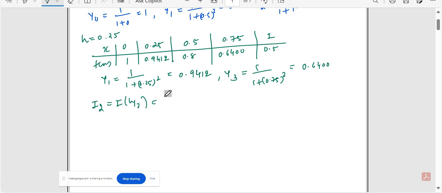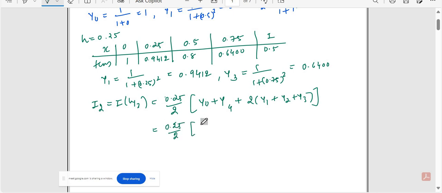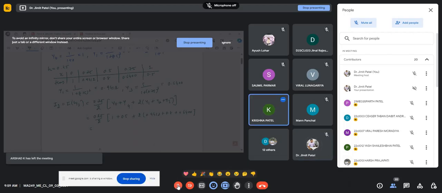We can say this will be h by 2, that gives 0.25 divided by 2 times y0 plus y4, so y0, y1, y2, y3, y4, plus 2 times y1 plus y2 plus y3 by using the trapezoidal rule. So we get 0.25 divided by 2, and y0 is 1 plus 0.5 plus 2 times y1, which is 0.9412, plus 0.8 plus 0.6400. Now tell me what is the answer? 0.7828.